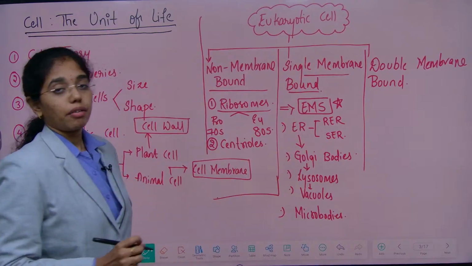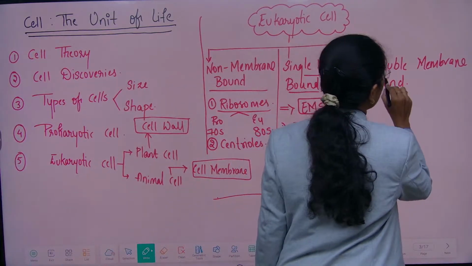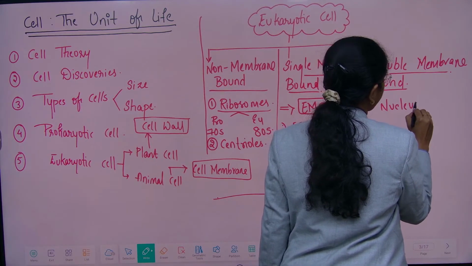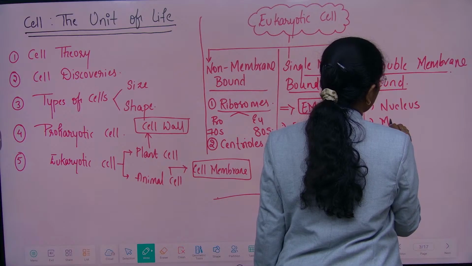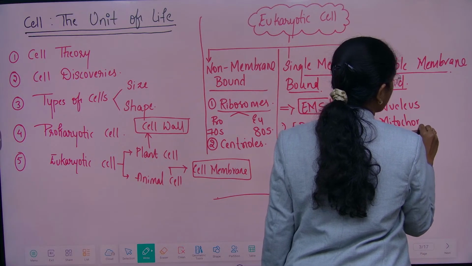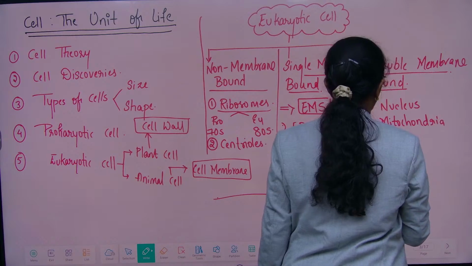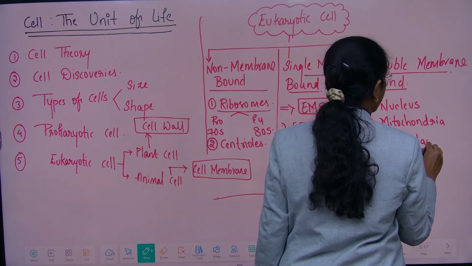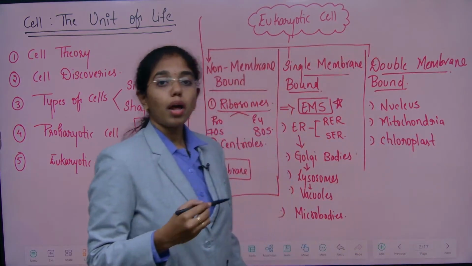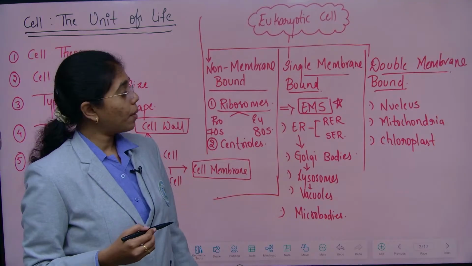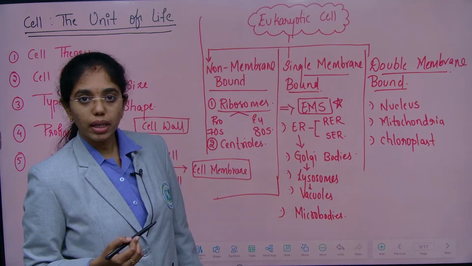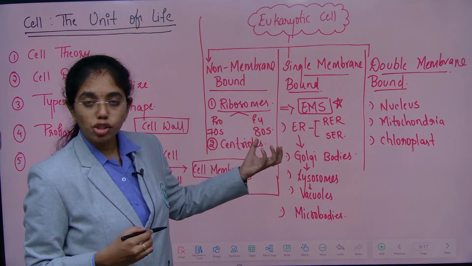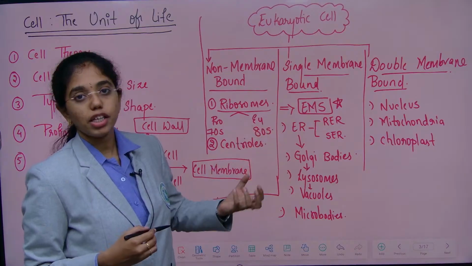Now, double membrane bound organelles. Double membrane bound organelles include nucleus, mitochondria and chloroplast. Though you have already learnt in your earlier classes about all these organelles individually, here you are going to learn in detail about the components involved in each organelle and the functional role of each organelle.